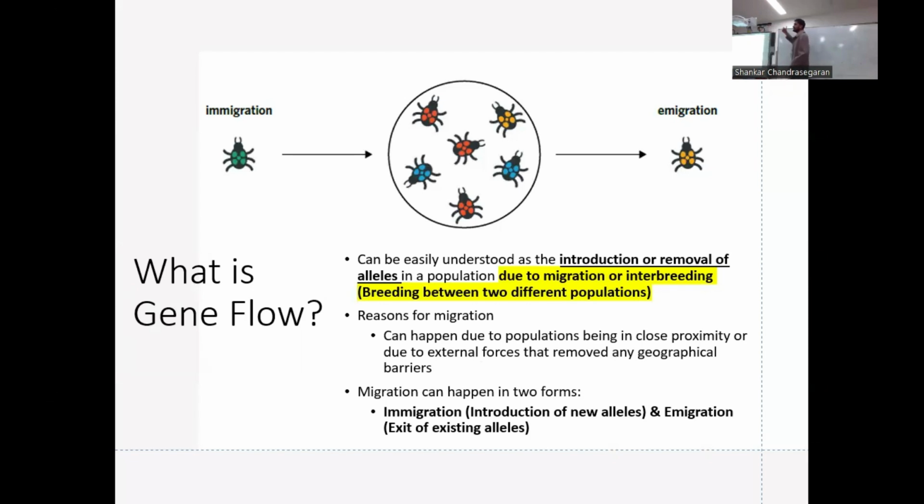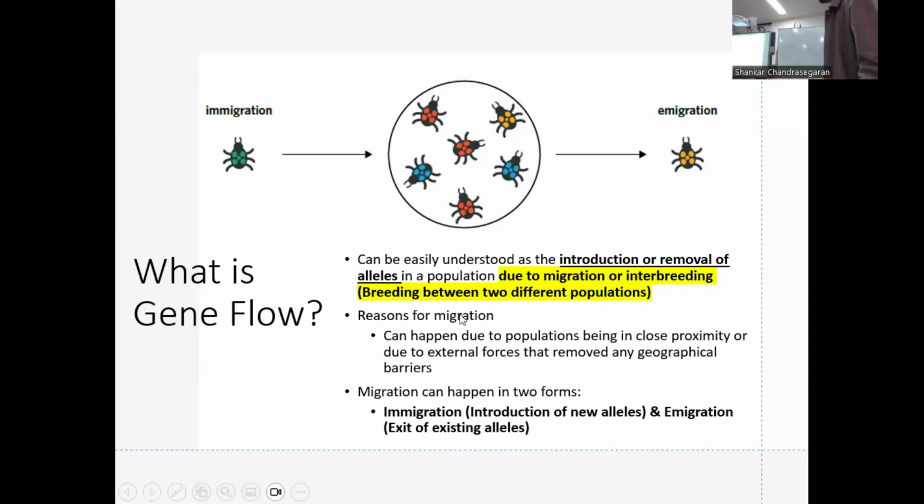Make sure you guys know the difference. Immigration is, what's the word, the introduction of alleles within a population, and emigration is the removal or exit of alleles out of a population, right? So that's the easiest way. I always remember them basically: immigration is introduction, emigration is exit. So that's always helped me remember them as separate words.